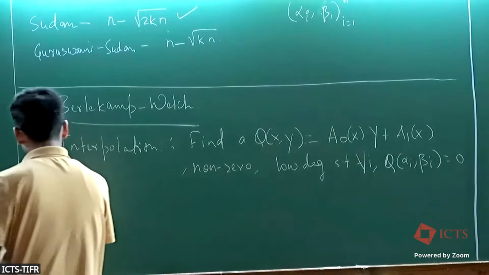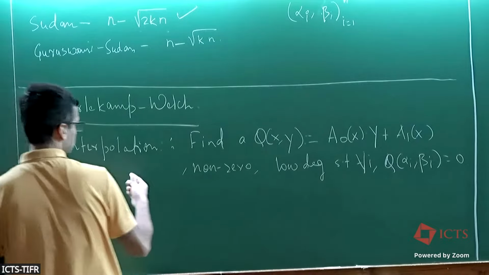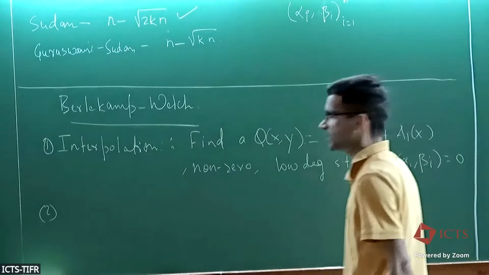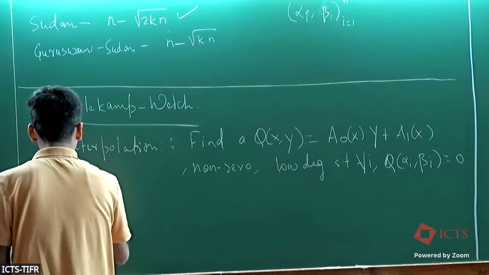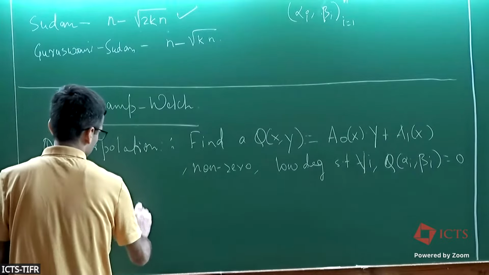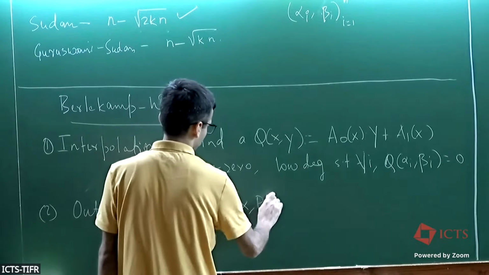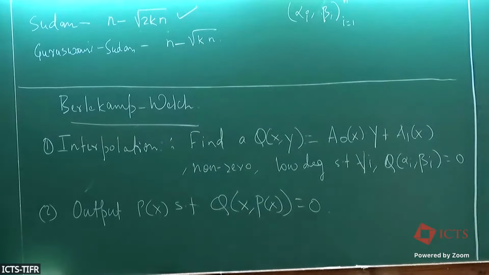And the second step was to output negative of A1 over A0. But let me write this slightly differently. So you output P of x such that Q of x comma P of x is 0. That's the same thing as outputting negative of A1 over A0. Right? This was the algorithm.